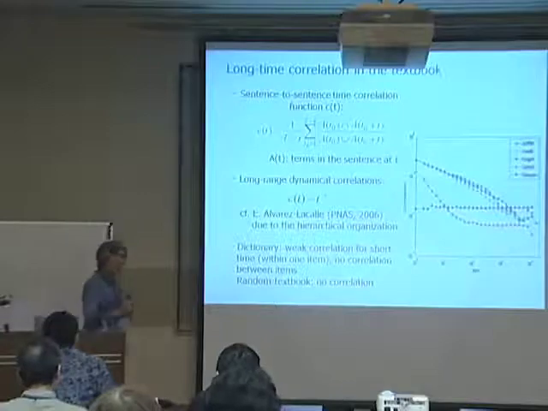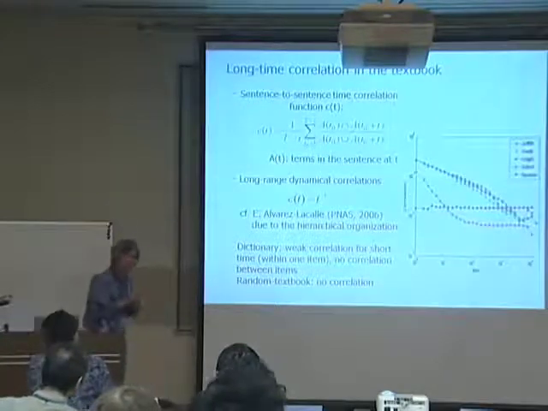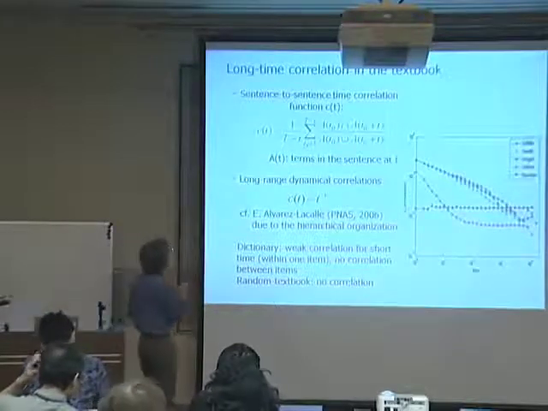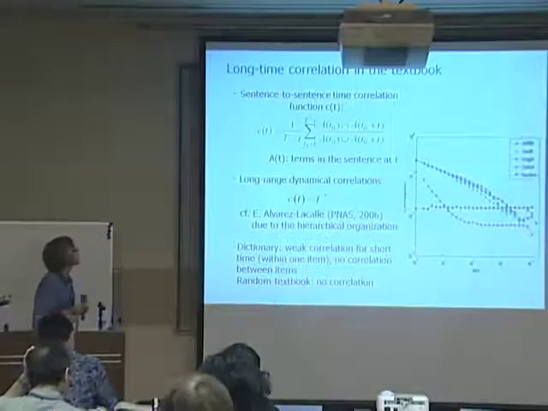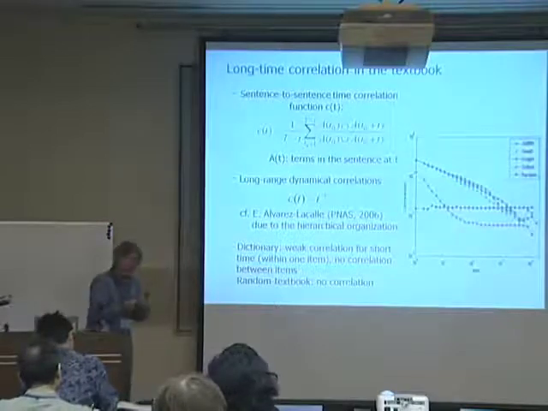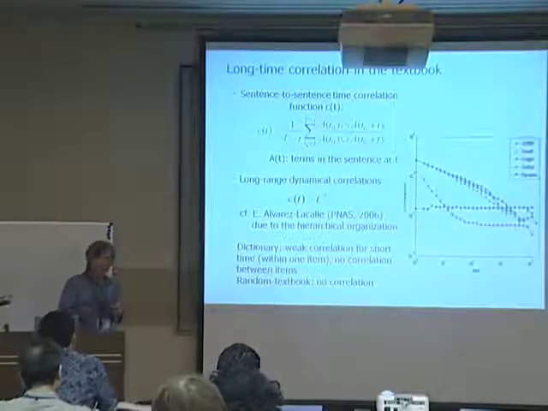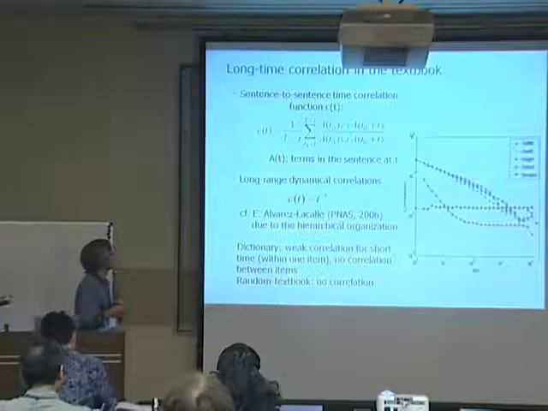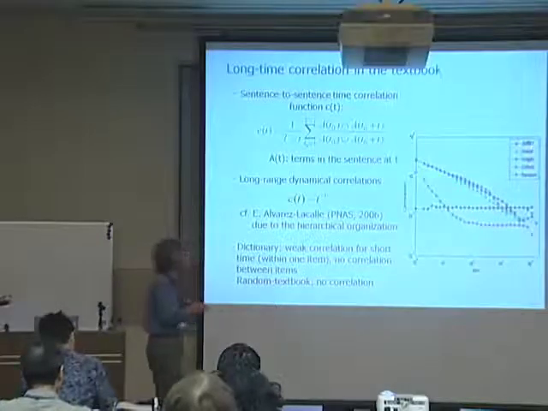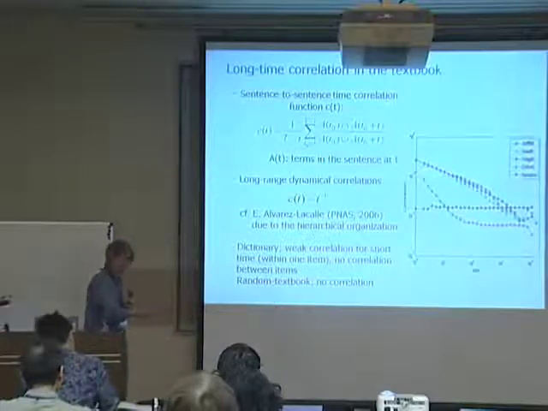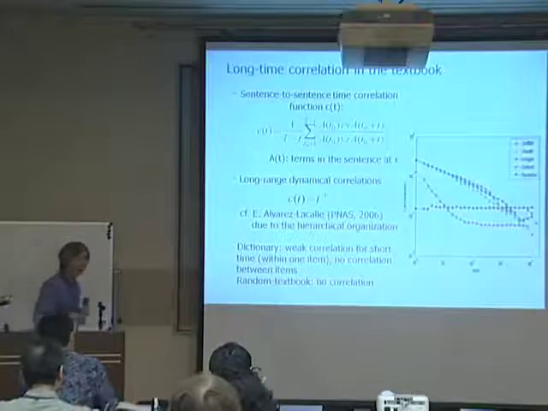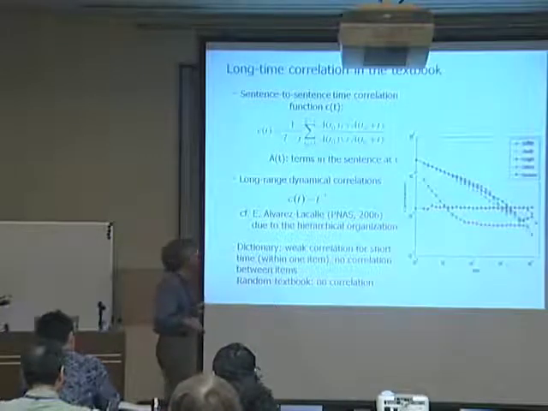And another feature of the textbook growth is that it has a time correlation. Here we are measuring the sentence-to-sentence time correlation. It is defined by the number of overlapping physical terms between two sentences separated by time interval t. It shows that for the three textbooks, the correlation function decays as a power law. So it has long-range time correlation. This is an important feature of the textbook.